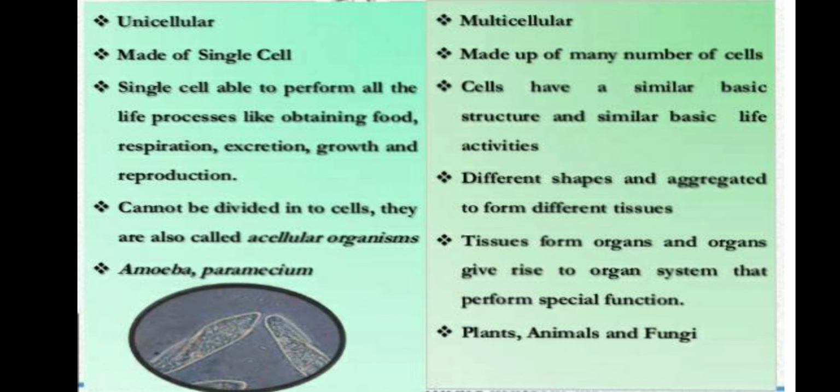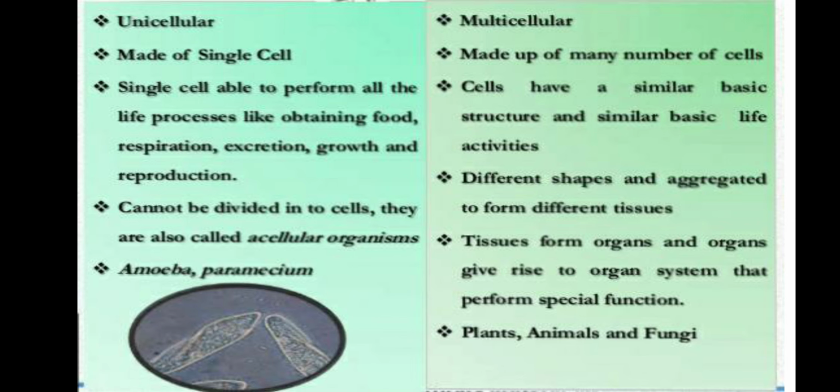So in unicellular organism, only single cell is present, so all the functions, respiration, excretion, growth, reproduction, nutrition, all the processes are performed by that single cell. While in multicellular organisms, they have division of labor. Specific cell performs specific function.